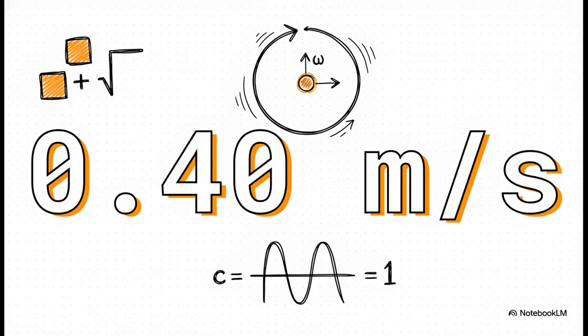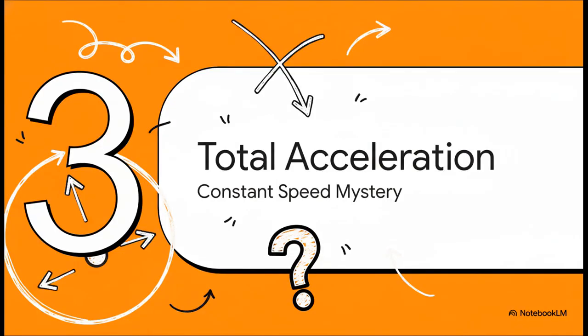We plug in the numbers the problem gave us, that's 2 times 0.40 radians per second times 0.5 meters, and we get 0.40 meters per second. And here's the key thing to notice. It's a constant speed. Okay, we've got the velocity.